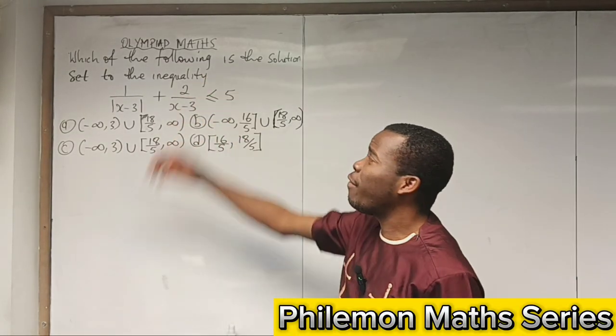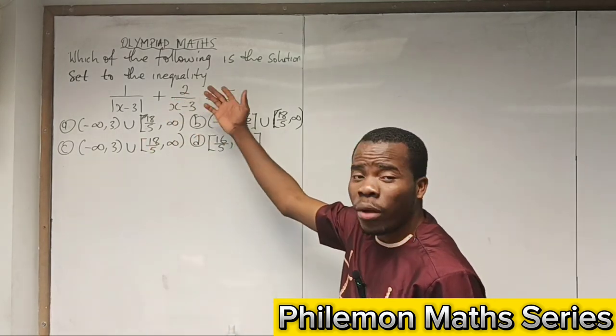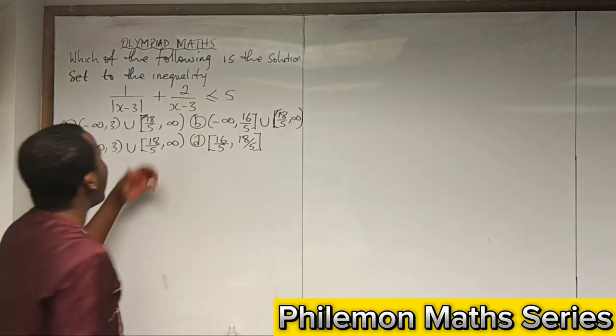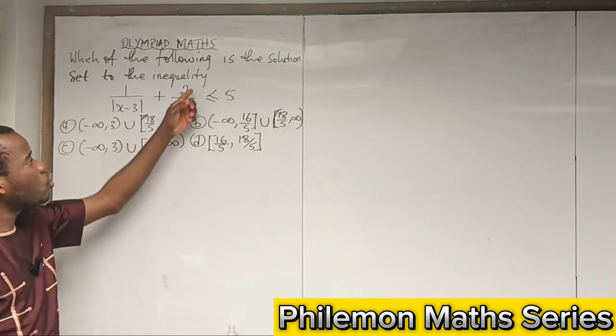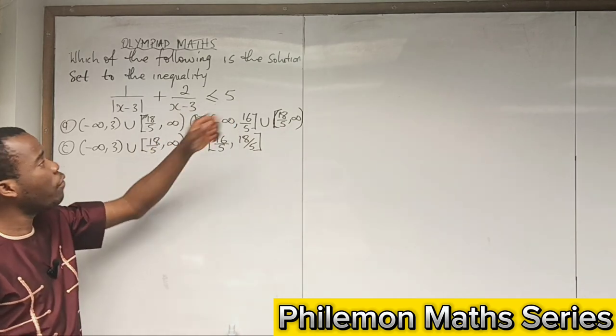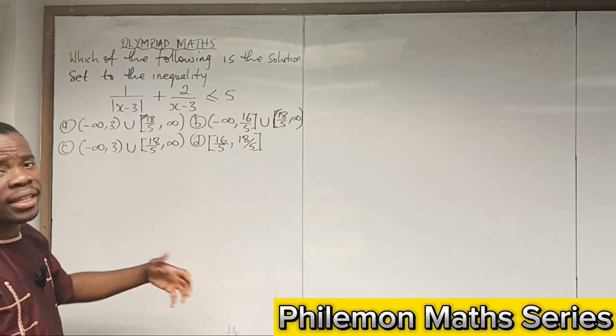Today we are going to solve a question from Olympiad Math, and it is an inequality. We have 1 over the absolute value of x minus 3, plus 2 over x minus 3, is less than or equal to 5. We are looking for the values of x for which this inequality is satisfied.